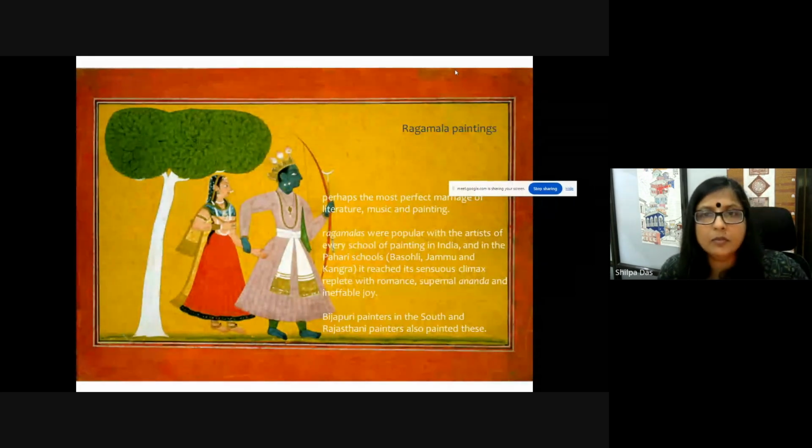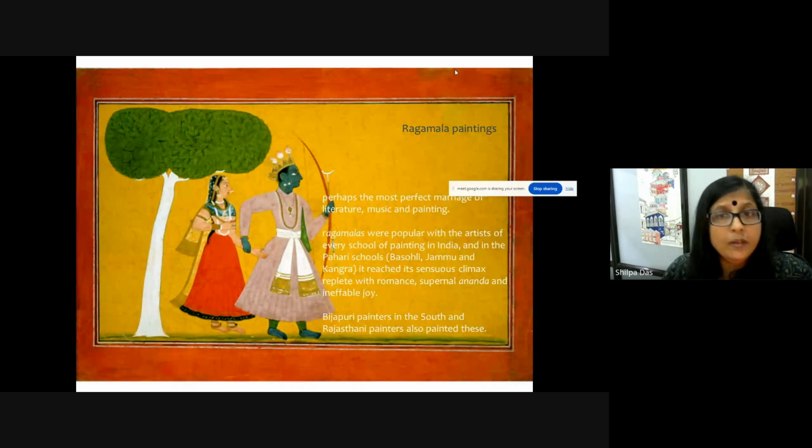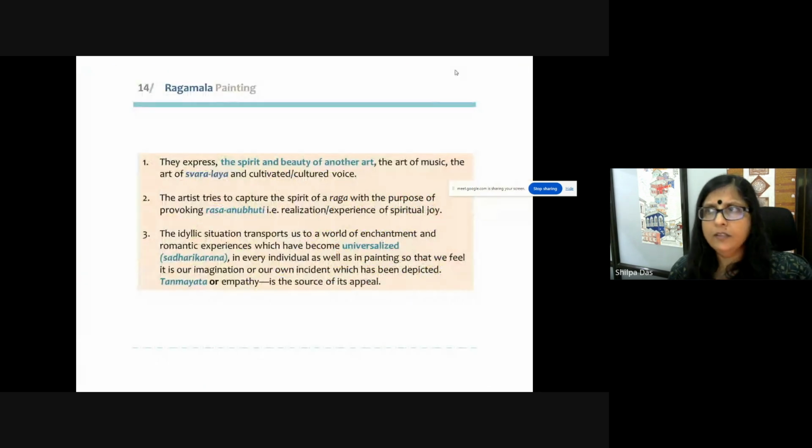So, with that, we'll come to the Ragamala paintings, and these are perhaps the best union of literature or poetry, of painting, and of music. Practically every school of painting in India at the time, even in the Pahadi schools in the north, in Rajasthan, in the south at Bijapur, these paintings reach their sensuous climax. They are all about romance, they are all about joy. I will just show you 4 or 5 types because obviously we can't look at the whole gamut.